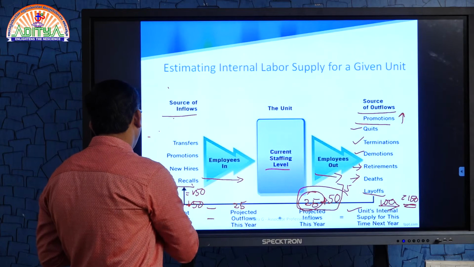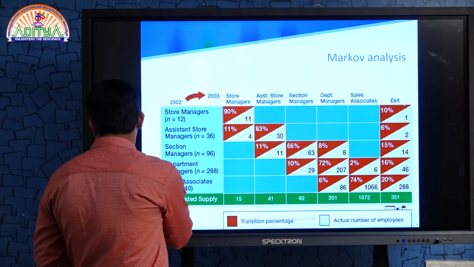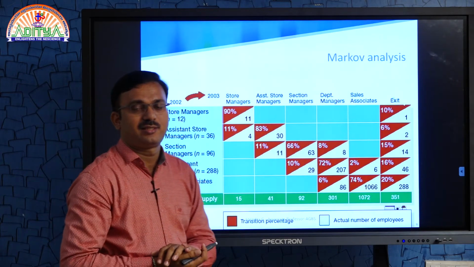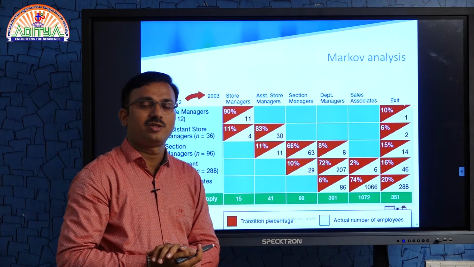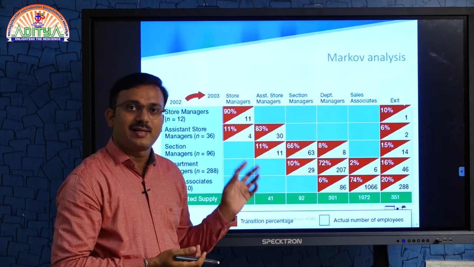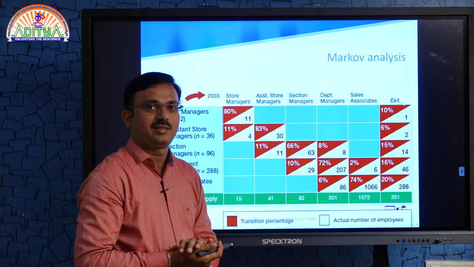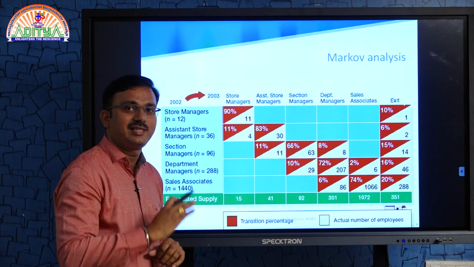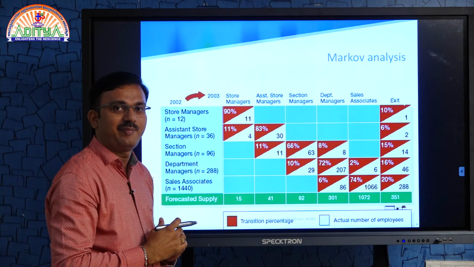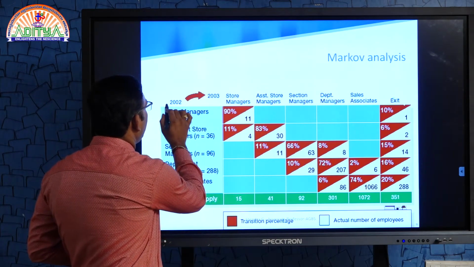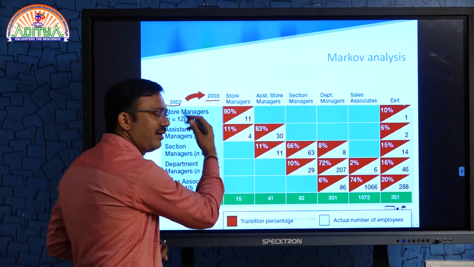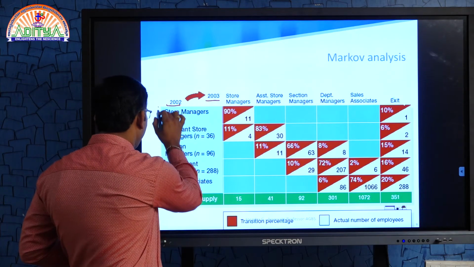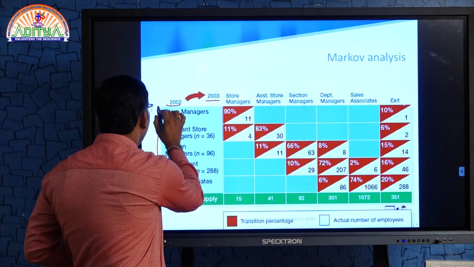Along with that, one more method is there. That method is called Markov Analysis. This Markov analysis is also called transition analysis. Why is it named transition, in the sense of changing? For example, in a particular year, 2002 and 2003, we have taken in 2002 the number of people that are working in our organization, which we have mentioned here.